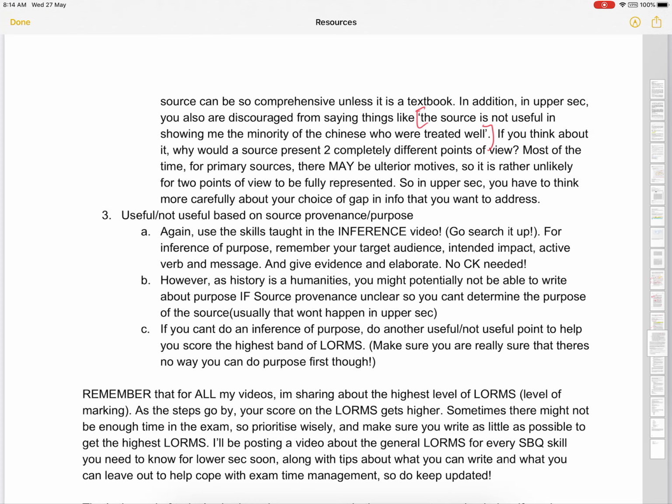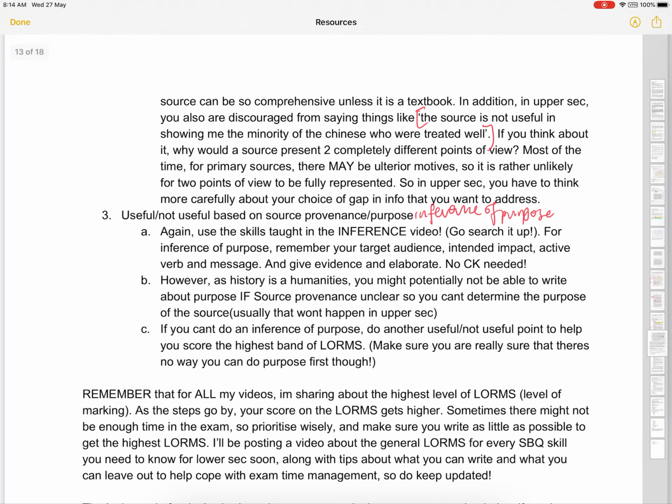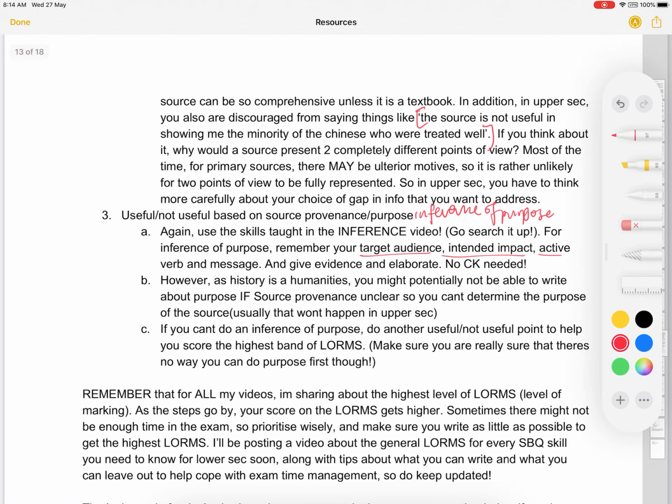Next, do useful or not useful based on source provenance or purpose. Again, this is an inference of purpose. So do check out my previous video about the skills taught in the inference video. Go search it up, if you're not sure how to do inference of purpose. For inference of purpose, just reminding you, remember your target audience, your intended impact, active verb, and your message. And remember, give evidence and elaborate, no CK is needed.